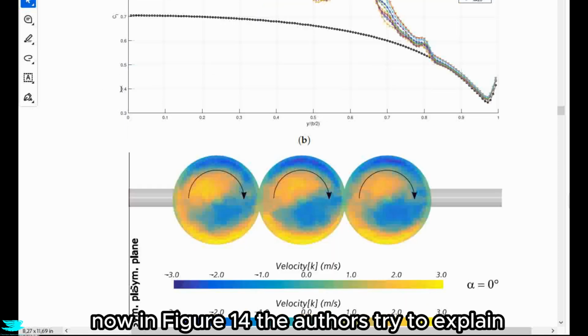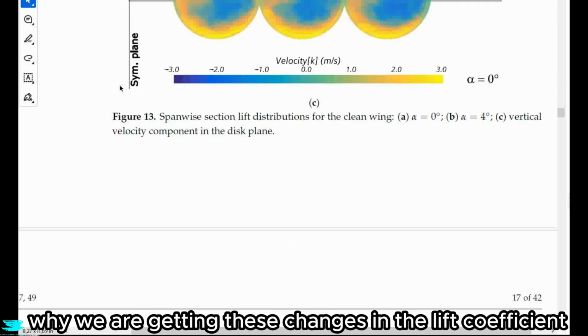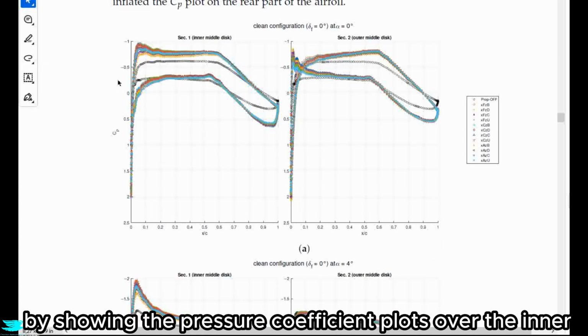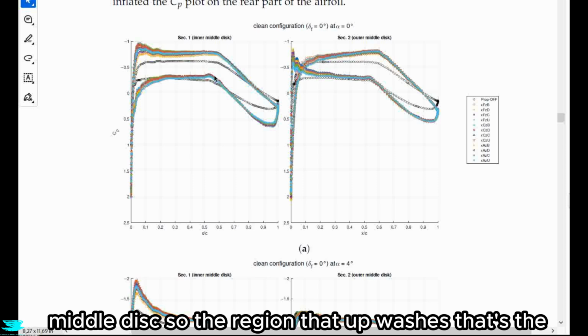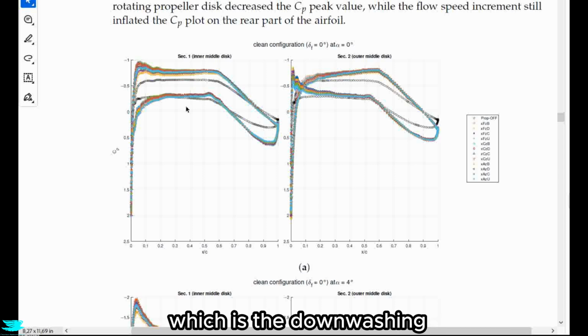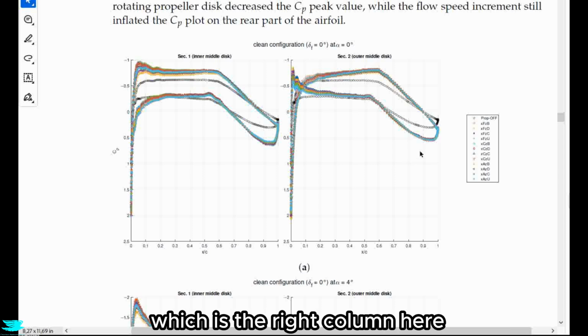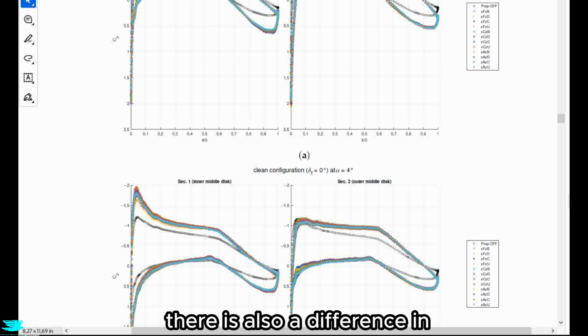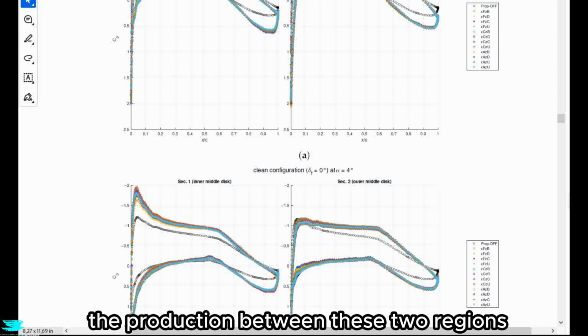Now in figure 14, the authors try to explain why we are getting these changes in lift coefficient by showing the pressure coefficient plots over the inner middle disk, so the region that upwashes, and that's the left column here, and then over the outer middle disk, which is the downwashing, which is the right column here. This is an attempt to show why there is also a difference in the lift production between these two regions.